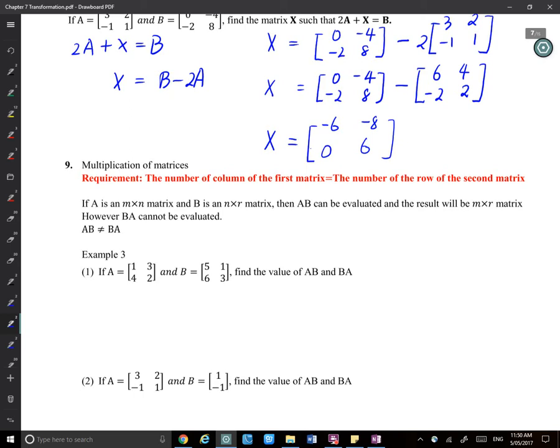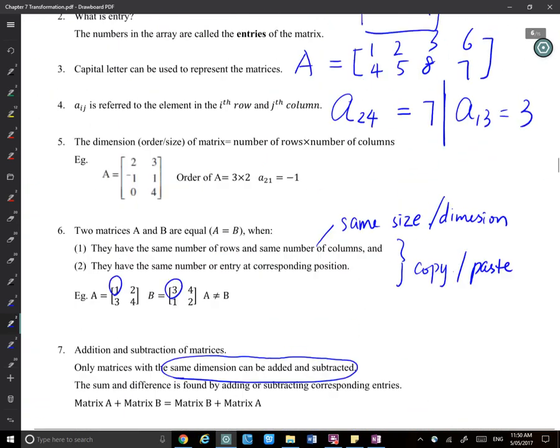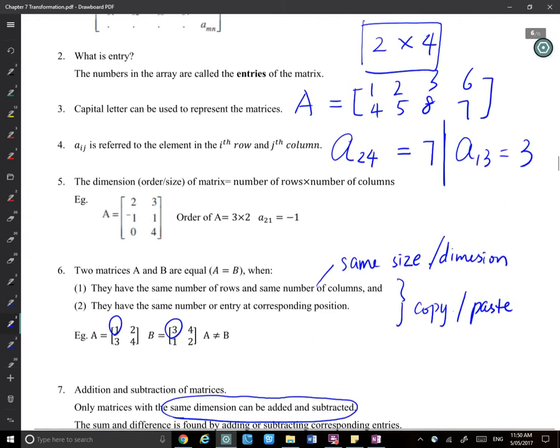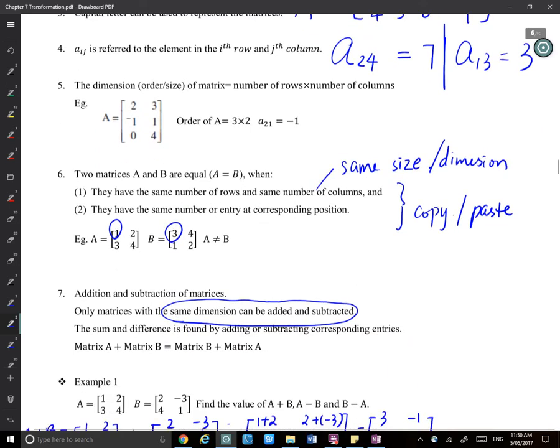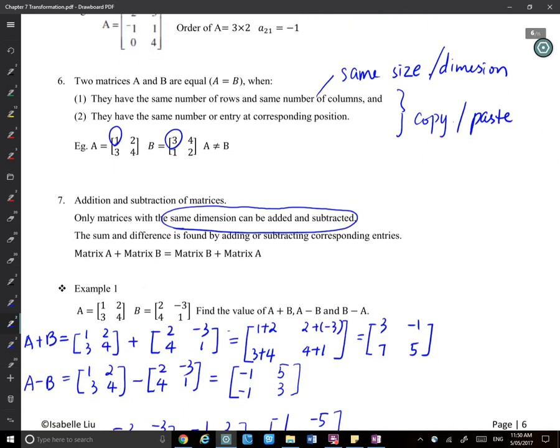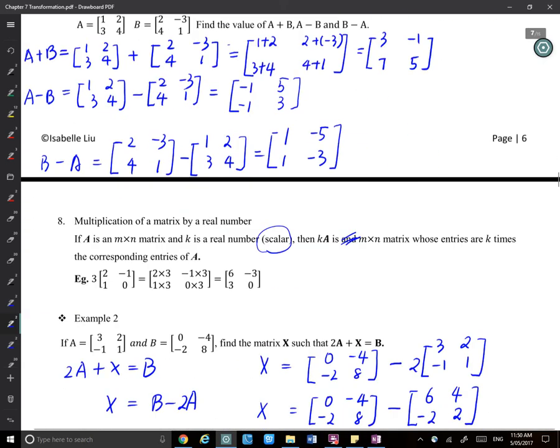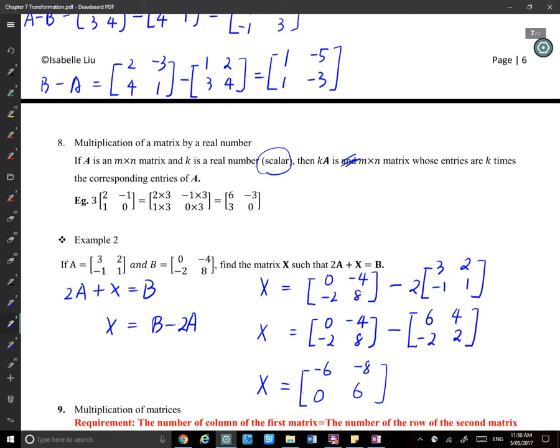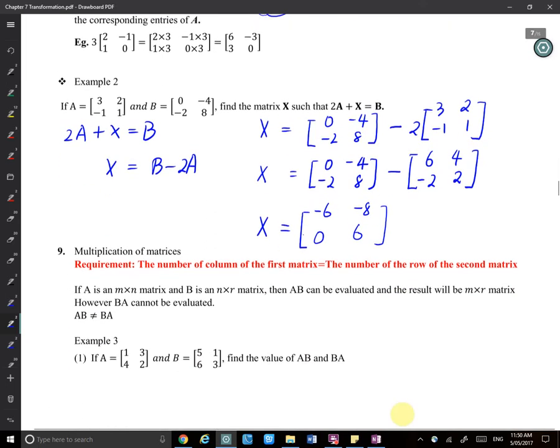Okay, so what we have learned so far, have a think about it. We learned what is a matrix, what is the entry of a matrix, all the names of a matrix, how we represent a matrix, and how we do addition, subtraction, and scalar multiplication of matrices. Okay, it's a number times a matrix. It's not a matrix times a matrix, it's a number times a matrix. That's what we have learned: additions, subtractions, and multiplications by a number.